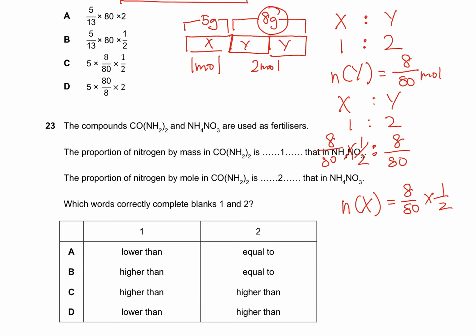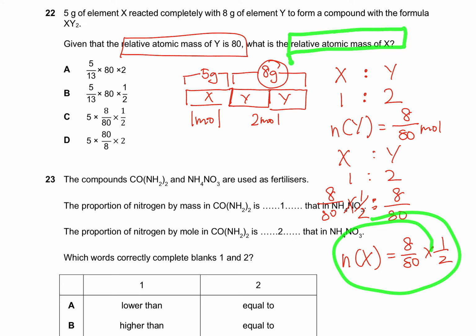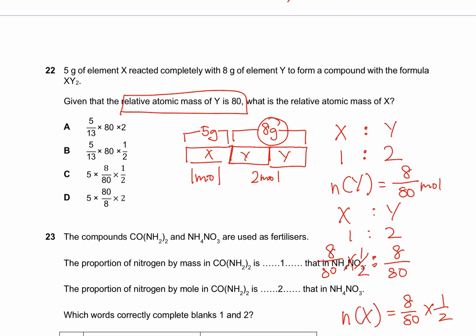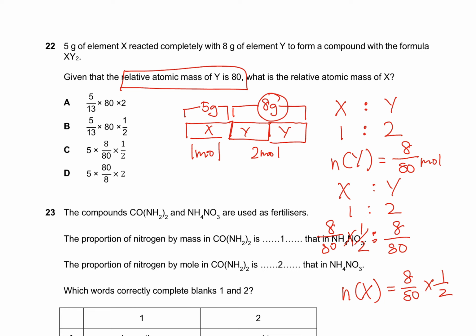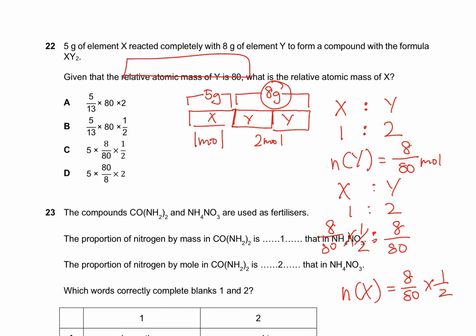Now, over here, this is the number of moles of x, and the question asks me for the relative atomic mass of x. So how do I know, what formula do I have that combines number of moles and relative atomic mass? That is the first formula that we actually learned, right? So let me just move this away. Okay, the formula that we first learned, which is number of moles is equal to mass divided by the MR.